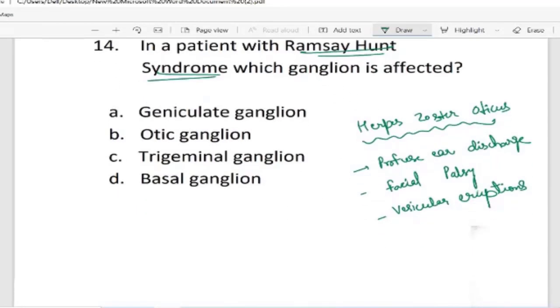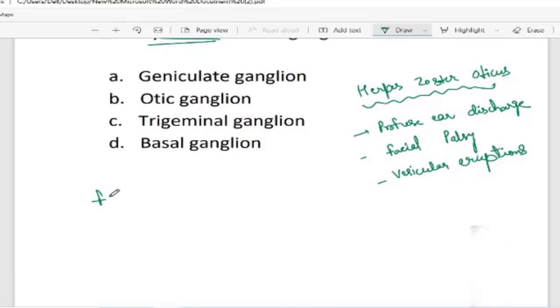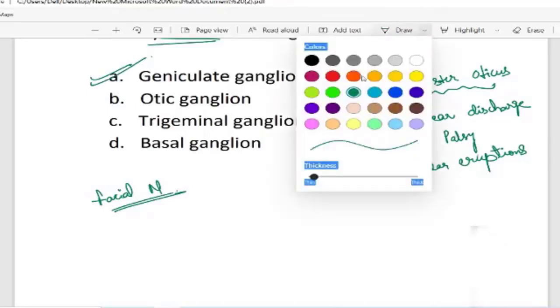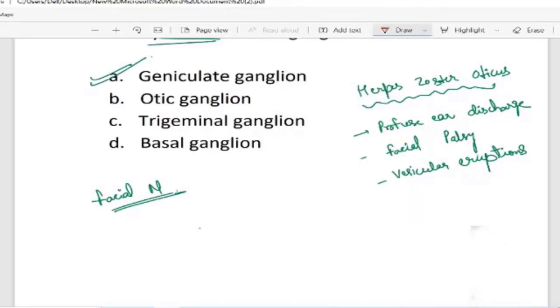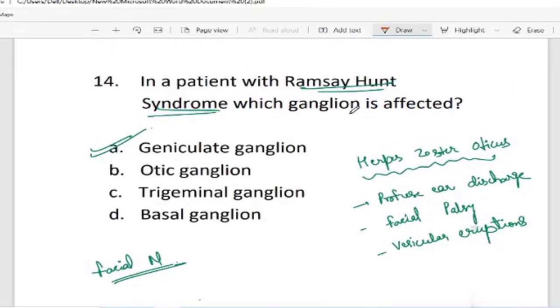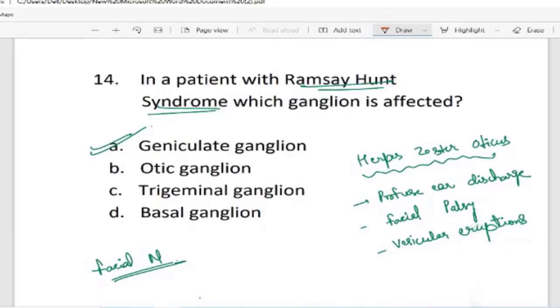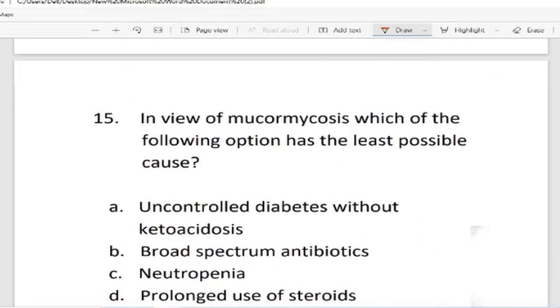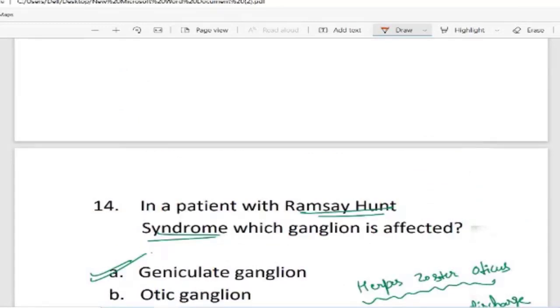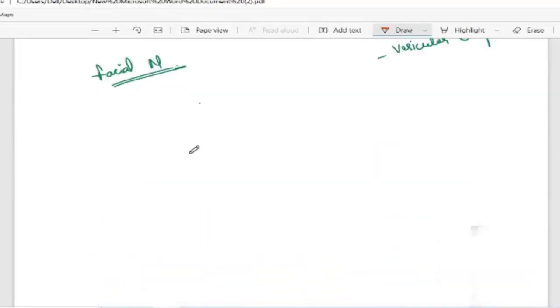So basically, Ramsay-Hunt syndrome affects the facial nerve. Which is the ganglion involved in the facial nerve? Geniculate ganglion. Very simple, nothing fancy. So what is the correct answer? With Ramsay-Hunt syndrome, which ganglion is affected? Geniculate ganglion, because Ramsay-Hunt syndrome affects the facial nerve. Let's discuss a little bit about the facial nerve course to understand it better. Suppose this is the abducens nucleus. This is my facial nerve, which is coming out from the brainstem, from the pons. Then it is traveling.